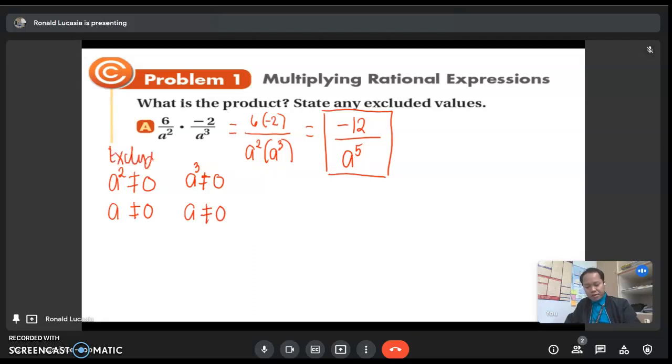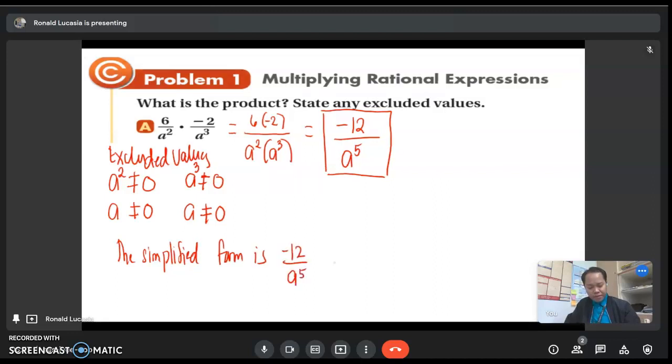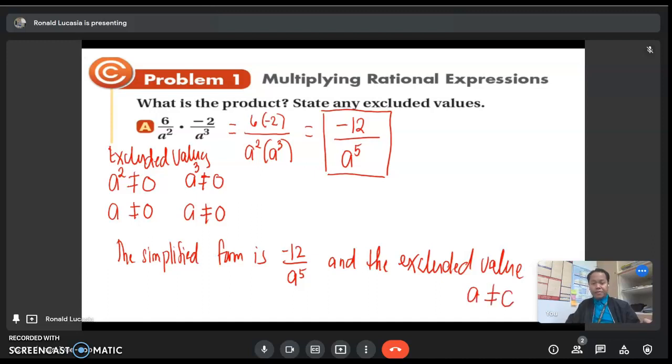I'm just going to label this excluded value. So therefore, the simplified form is negative 12 over a to the 5th, and the excluded value or values is a not equal to 0.